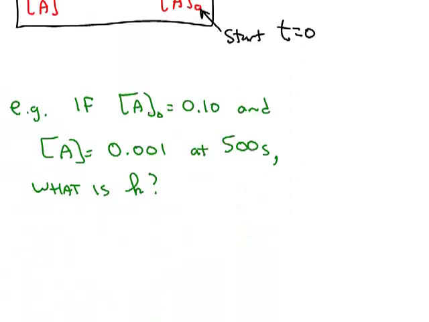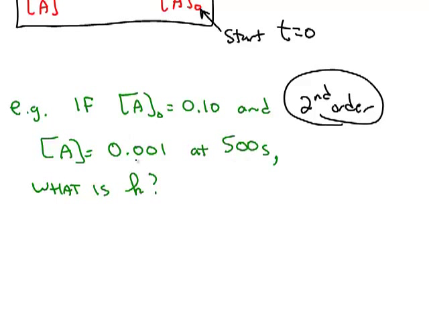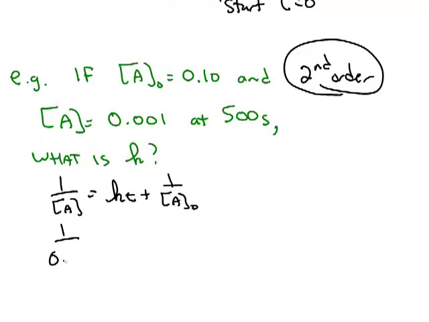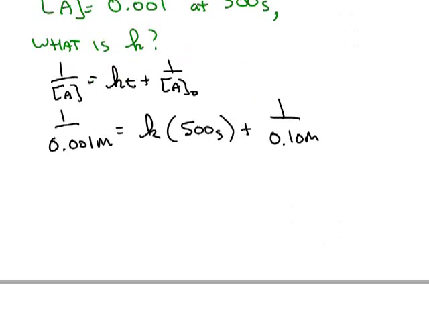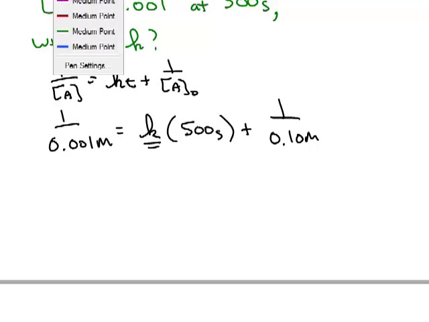Or, here's a problem. We know this reaction is second order, so we're given that information, and we start with the concentration is 0.1 molar, and we know that after 500 seconds the concentration drops to 0.001 molar, we can calculate the rate constant K. So we're using the second order equation, and we're just substituting in the later concentration is 0.001 molar. The rate constant K we don't know, the time is 500 seconds, and the starting concentration is 0.10 molar.